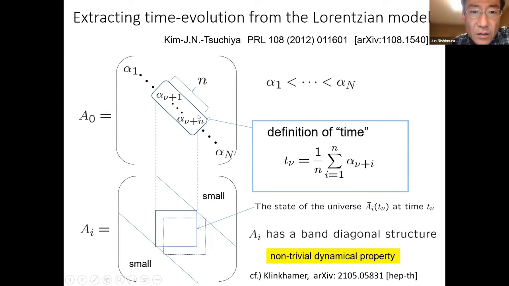And then we can think of a kind of block matrix of size n like this, and we can think of this submatrix as describing the state of the universe at time t, which is the average of the eigenvalues of A0 in this region. That is how we can extract the time evolution of space as a function of time from this matrix configuration. And I will show you explicitly how this band diagonal structure comes out in our simulation, which is actually a non-trivial dynamical property.